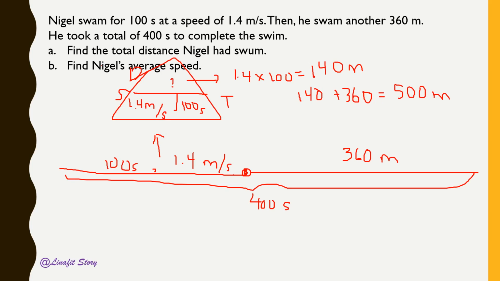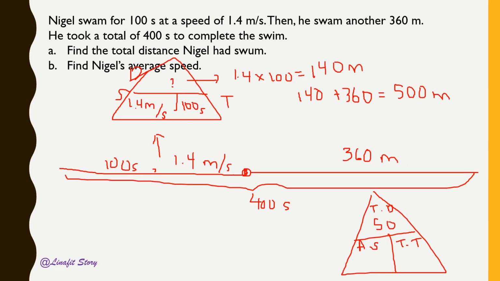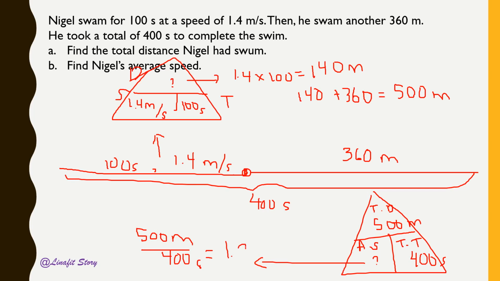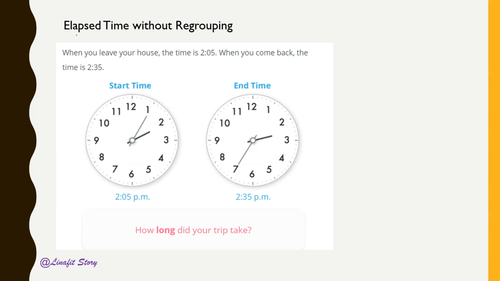Then to solve question B, find Nigel's average speed. To get the average speed is total distance divided by the total time taken. Total distance is 500, while the total time taken is 400. So the average speed would be 500 divided by 400 equals to 1.25 meters per second.